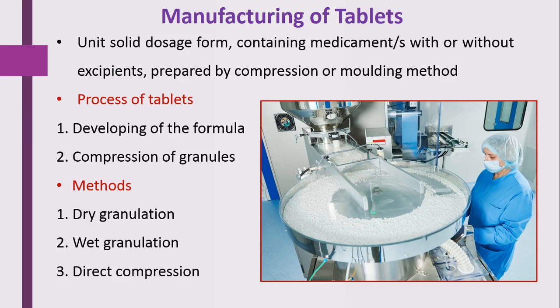And the direct compression method: in this, all the ingredients are weighed, and the additives are directly added and mixed with the ingredients. All these mixed ingredients then go directly for the compression purpose. So these are the three methods which are used for tablet manufacturing.